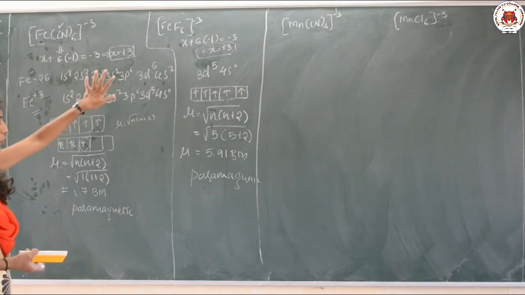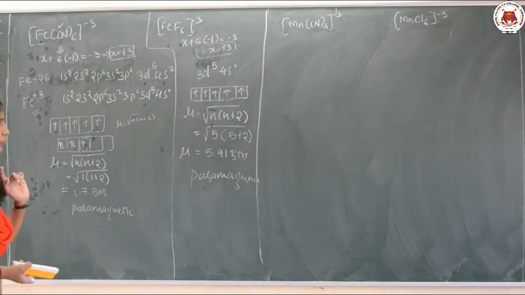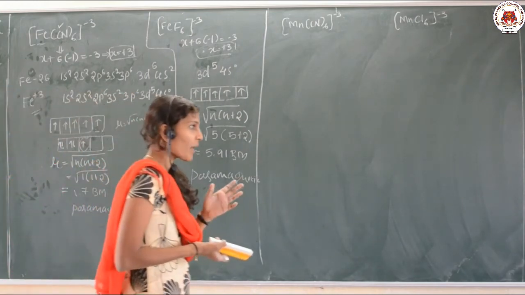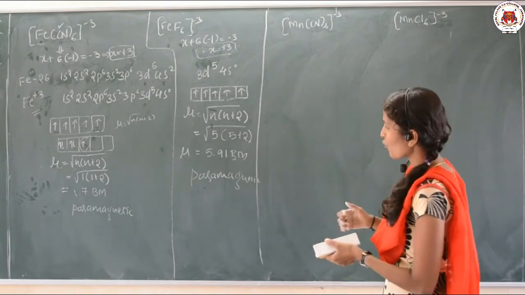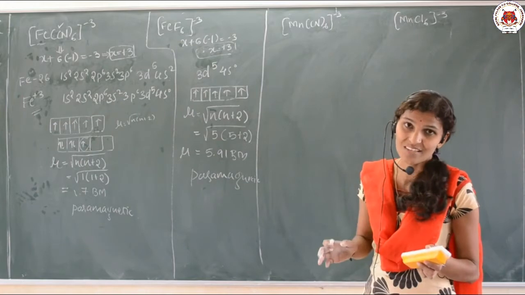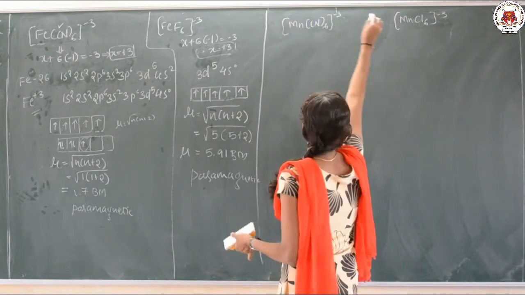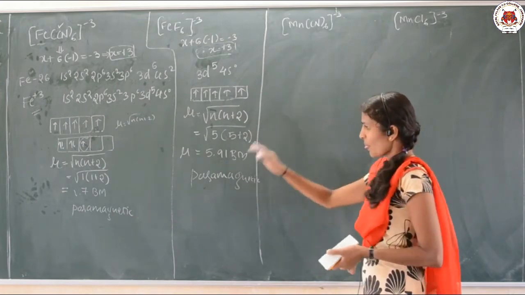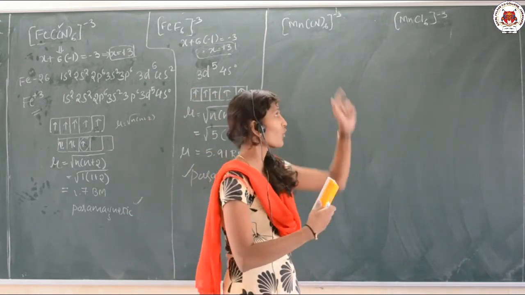I hope it is clear for you. You go on simplifying here. If it consists of unpaired electrons, it will act as a paramagnetic, or else it acts as a diamagnetic. Okay, let us go for a few more examples here. This is also para, this is also para. So let us go for this one.